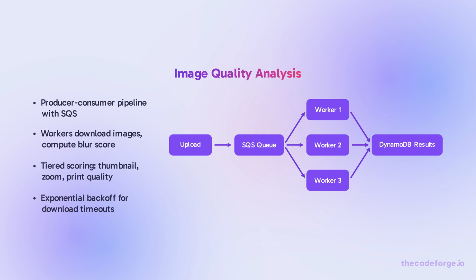When a user uploads a product image, a producer-consumer pipeline processes it. Workers download images in parallel, compute blur score using Laplacian variance, and check dimensions. Results are stored in DynamoDB. Use exponential backoff for slow seller servers.